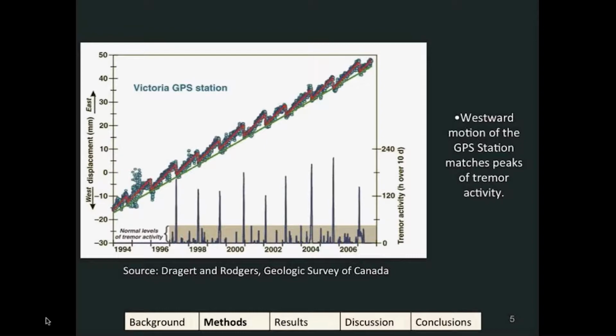So this is a paper from Aguiar and Rogers that correlated the tremor and the GPS time series, and they found that they line up. So during every ETS event, we can see that there's a peak in tremor as well. Another thing to note is that tremor is always happening, but during these events there's a peak.